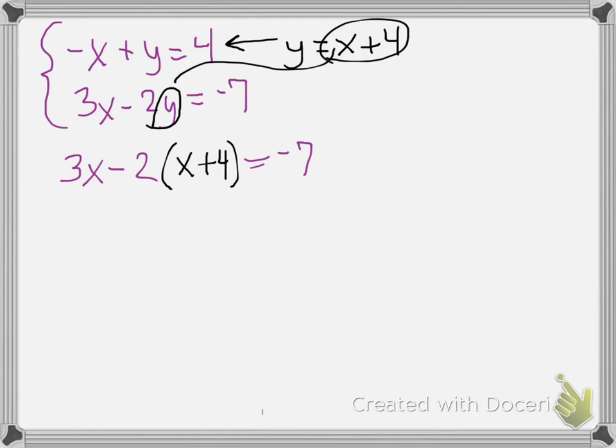But on this one, what's tricky about that is that I got to remember that it's a negative 2 that's being distributed through. So make sure you pay attention to that. So 3x minus 2x minus 8 equals negative 7. A lot of places that if you don't pay attention to your algebra and signs, you can really screw up. And if you screw up early on, it messes up the whole problem.